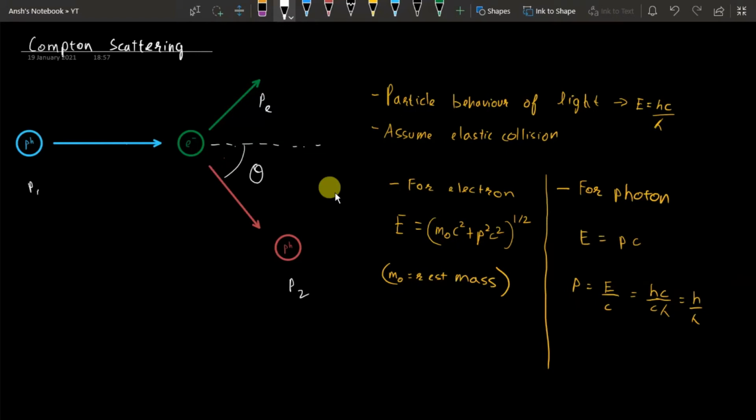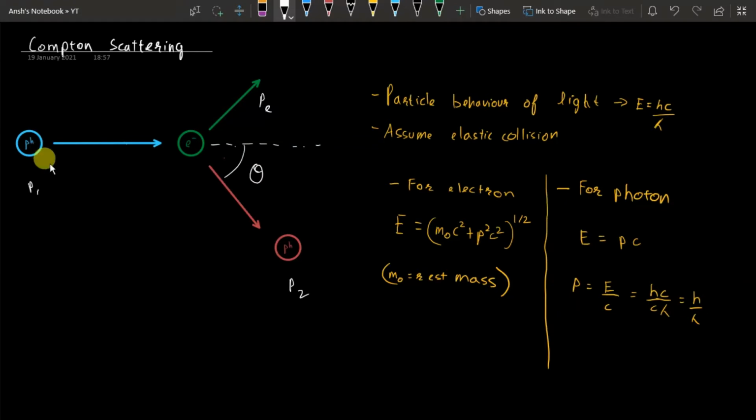Hi everyone, in this video we are going to talk about the Compton scattering phenomena and we'll derive the Compton wavelength shift. So the Compton scattering phenomena is associated with the particle behavior of light. So we know now that light is made up of small tiny packets of energy which are also called photons. So what happens in the Compton scattering phenomena is that a photon of a given incident energy collides with an electron, it scatters the electron and the photon itself gets scattered in a different direction.